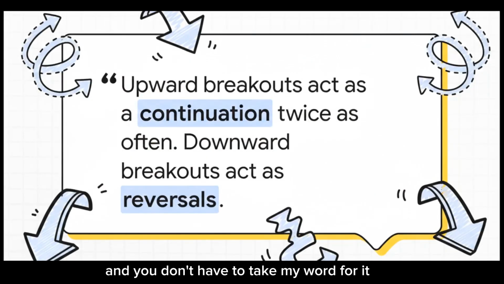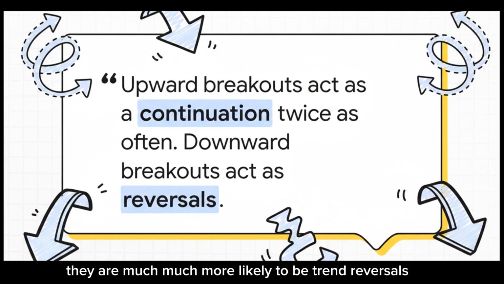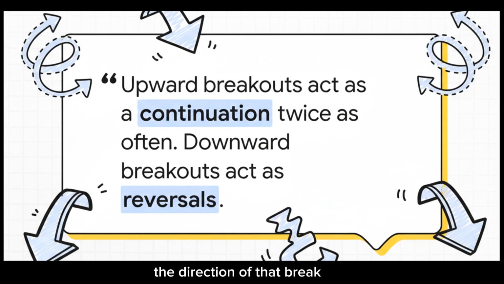And you don't have to take my word for it. The data totally backs this up. The numbers show that upward breaks continue the old trend about twice as often as they reverse it. And downward breaks, they're even clearer. They are much, much more likely to be trend reversals. So you can see, the direction of that break is an incredibly powerful clue.